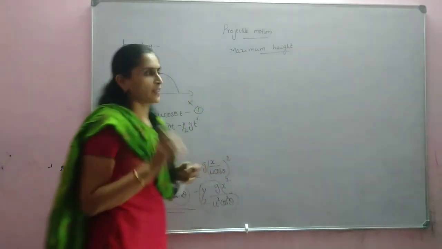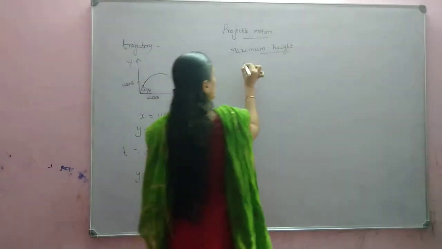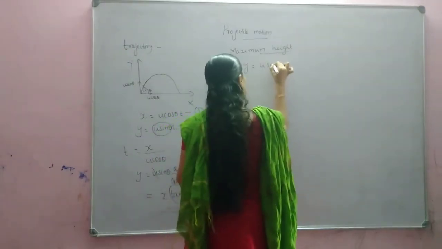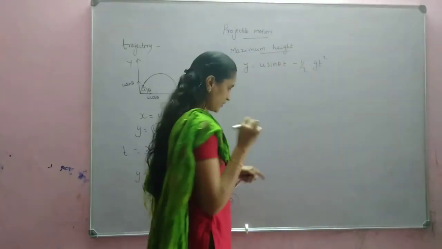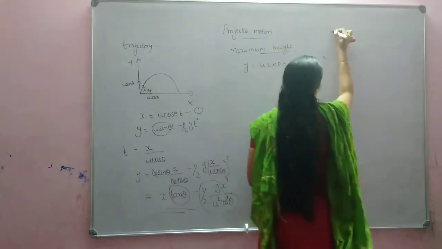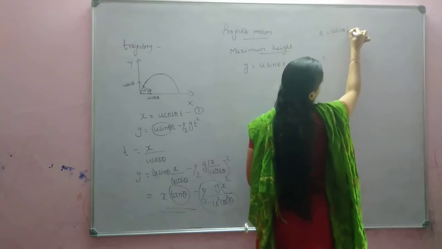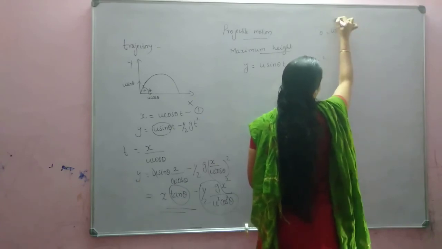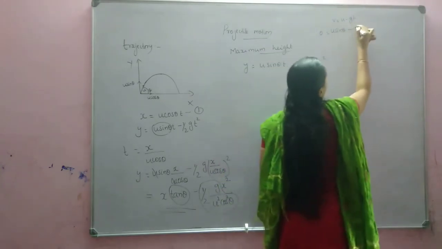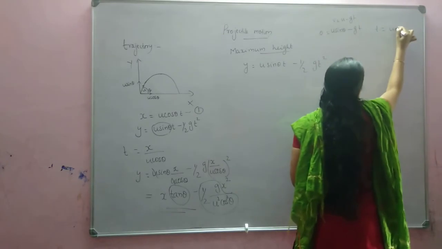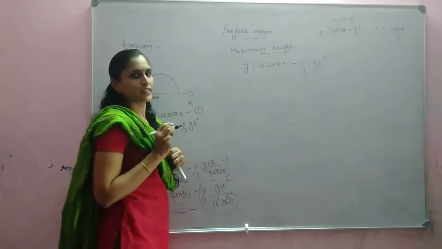So maximum height. How to find the expression for the maximum height? We have to consider this equation: y = u sin theta t - half g t square. And we got the expression for time from 0 = u sin theta - gt, so t = u sin theta by g. That we have to substitute here, so we will get the expression for maximum height.